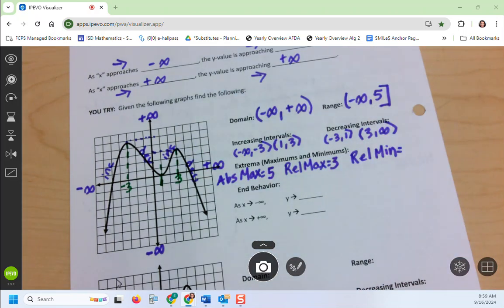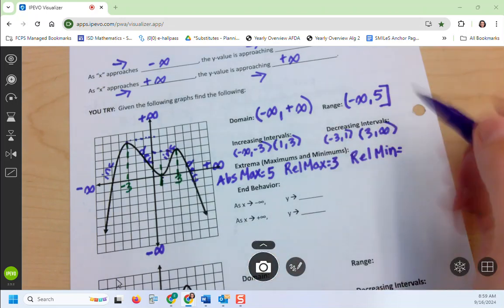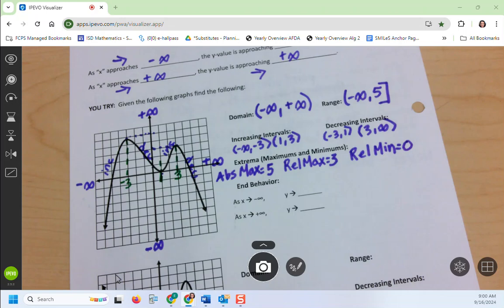Okay, for the relative minimum, we're looking for that dip, but remember we need the y value, not the x value. What's the y value? 0. It is 0, good. And then why did I not write absolute minimum? Yeah, because it's going down to negative infinity. So don't write the absolute minimum.